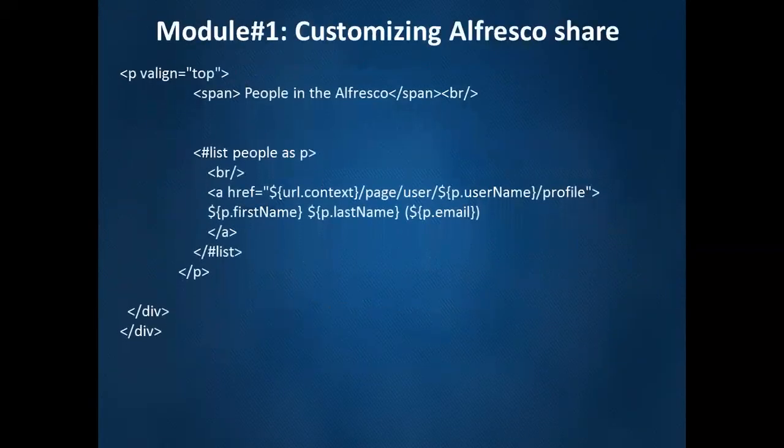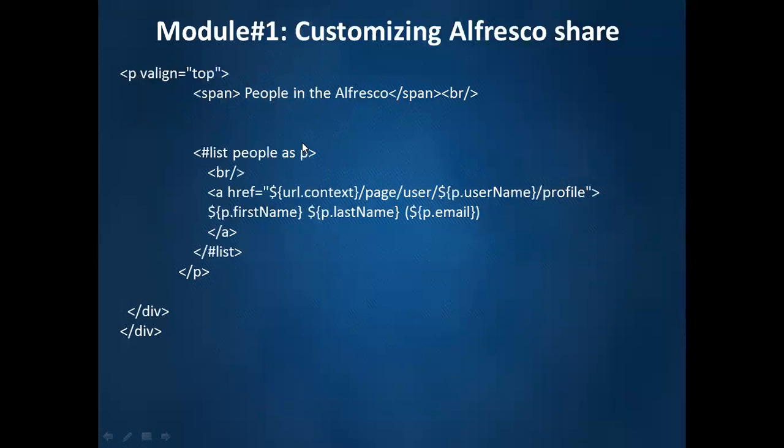Now let's move to the second part of the code. We are still in the FTL template file. This part displays the message, People in Alfresco. This is just a message, a title that I chose to write: People in the Alfresco.